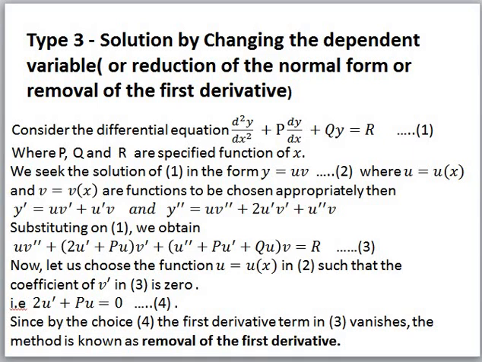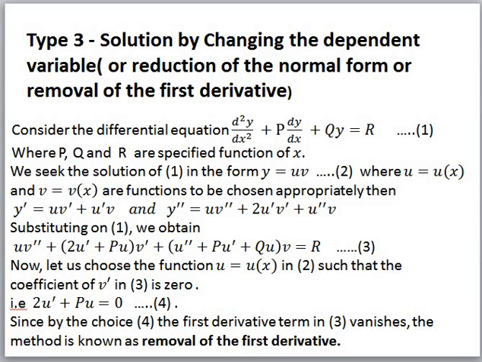Substituting in 1 and simplifying, we get u v double dash plus, taking v dash as common, 2 u dash plus p into u, v dash, plus u double dash plus p into u dash plus q into u, into v is equal to r. We call it equation 3.